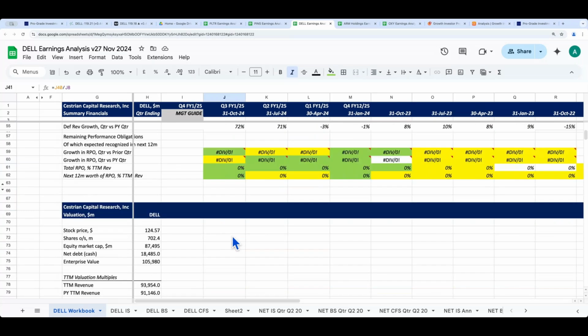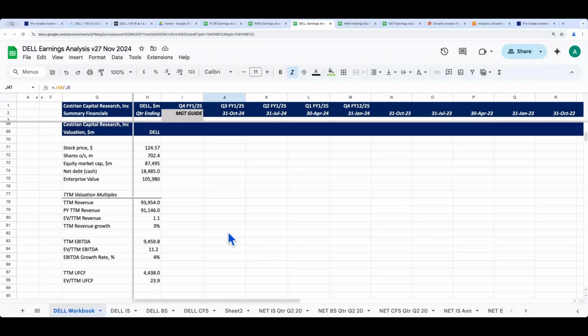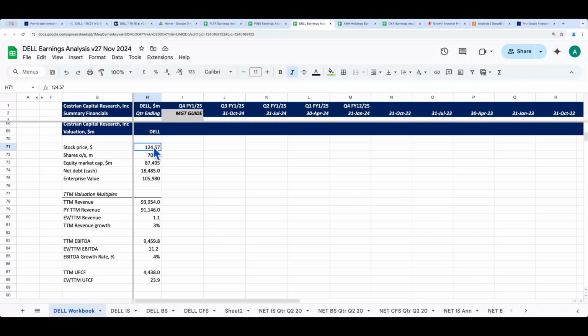Now, if we just look at the valuation, let's call it 119, the stock price right now, it's really not expensive. So the market's asking you to pay 1.1 times trailing 12-month revenue. That's about right for a systems business. That's not expensive. 11 times trailing EBITDA, 23 times trailing cash flow. So I don't think that's an expensive stock.